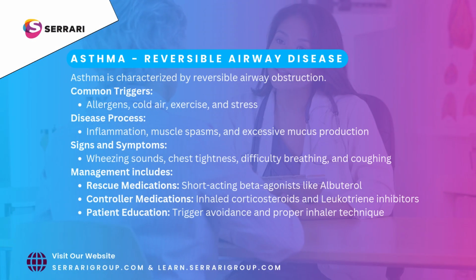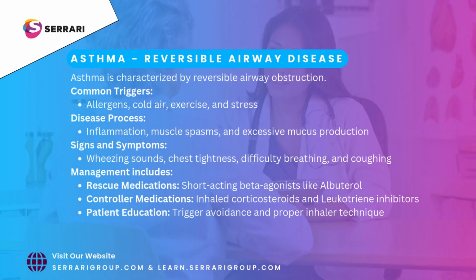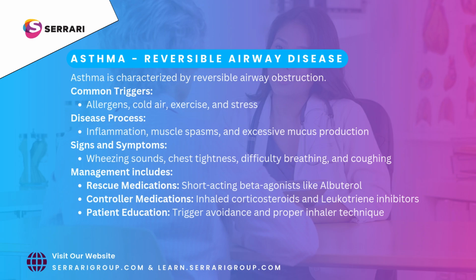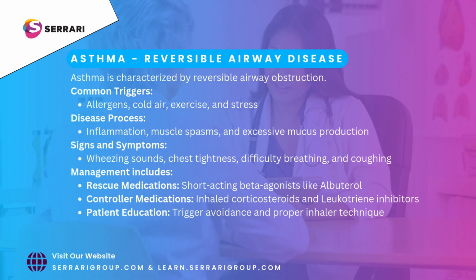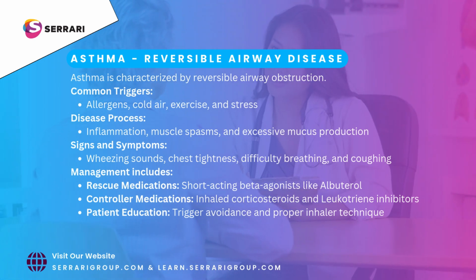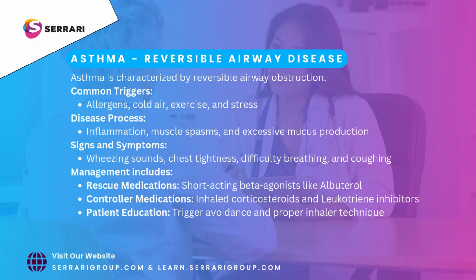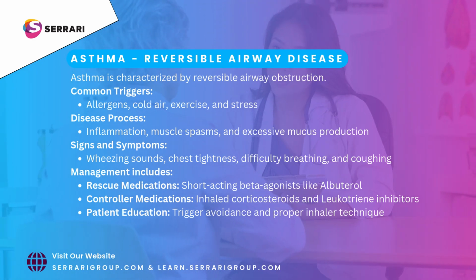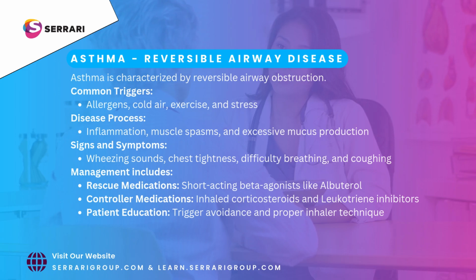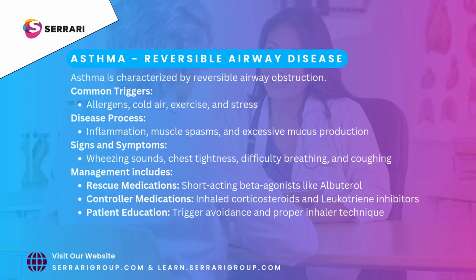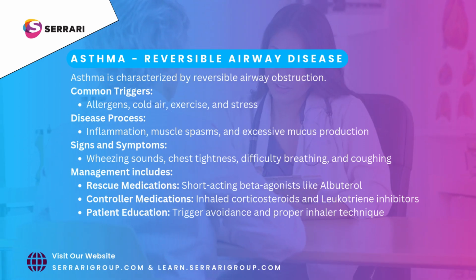Asthma, reversible airway disease. Asthma is characterized by reversible airway obstruction. Common triggers: allergens, cold air, exercise, and stress. Disease process: inflammation, muscle spasms, and excessive mucus production. Signs and symptoms: wheezing sounds, chest tightness, difficulty breathing, and coughing.